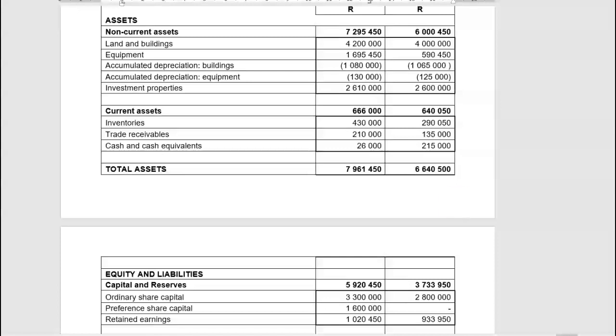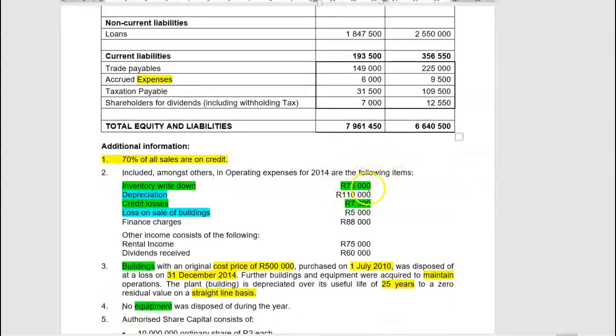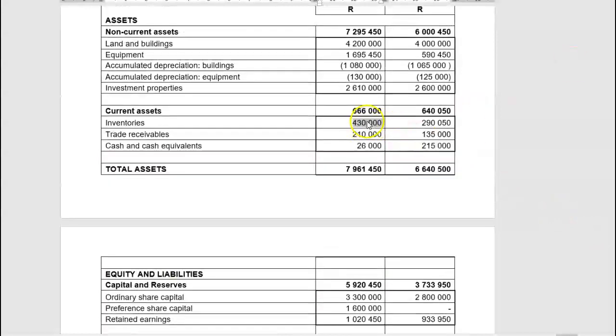Now, from a cash flow perspective, it is easy to argue in the following way. You say, well, my inventory balance in my statement of financial position is 430,000 Rand, after I've written down that inventory of 75,000. So what was the balance before the inventory write-down?